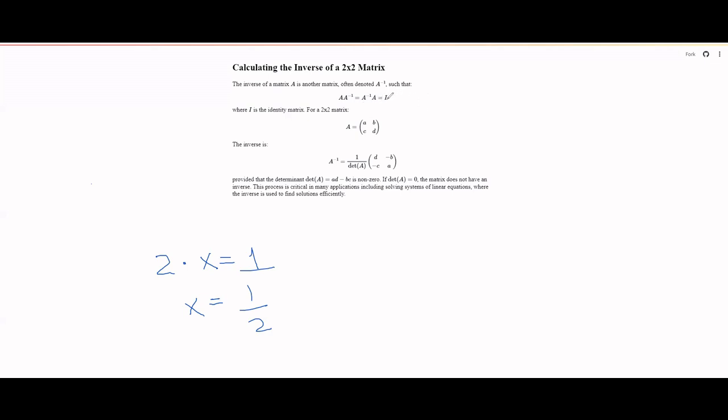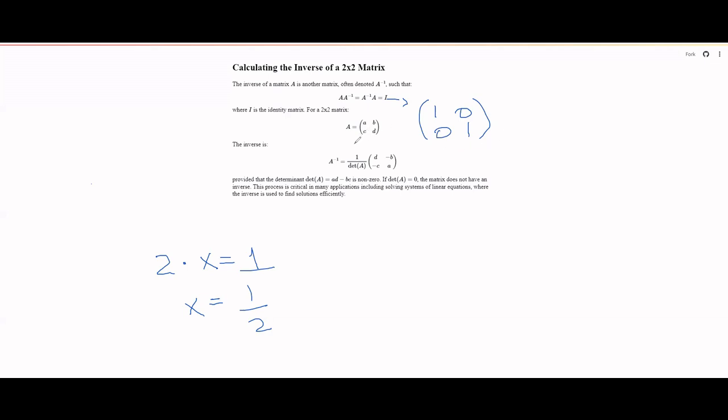And in case you forgot, the identity matrix is a matrix in which every element is 0 except for the diagonal, and the diagonals are going to be equal to 1. So this is the identity matrix of a 2 by 2 matrix, but there's also 3 by 3, 4 by 4, and so on and so forth.